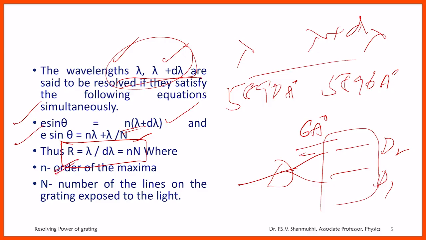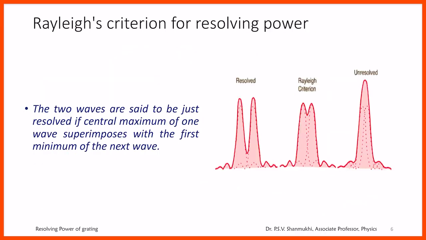The resolving power R is equal to either lambda by d lambda or small n into capital N. What is small n? Small n is the order of the maximum, whether it is the central maximum, first order, second order, third order. Capital N is the number of lines on the grating exposed to the light. How many lines are exposed, not the total number of lines. So using this formula we can determine the resolving power of the grating. If more resolving power is there, we get more resolution and clearer pictures from that optical instrument.